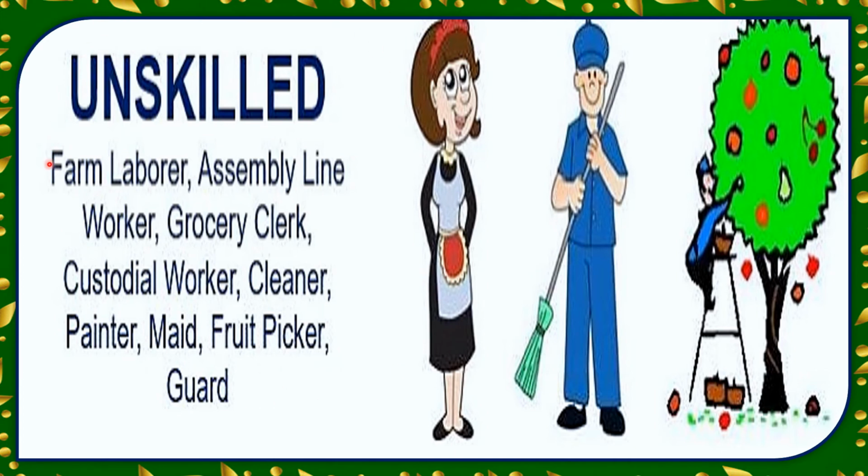The job that they get is also very important because without the farmers, we don't have rice to eat. Without a grocery clerk, we do not have someone to help us inside the shopping center or shopping malls. Without the cleaner or the janitor, no one is going to clean for us. Without the painter, the building will look pale. Without a maid, no one is going to help us inside the house. Without a fruit picker, we do not have fruits to eat. And without a guard, we do not have someone to protect us. So they are very important workers as well. So these are the different types of job.